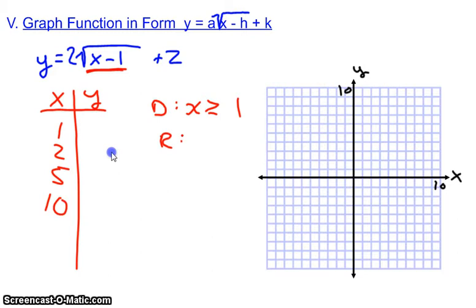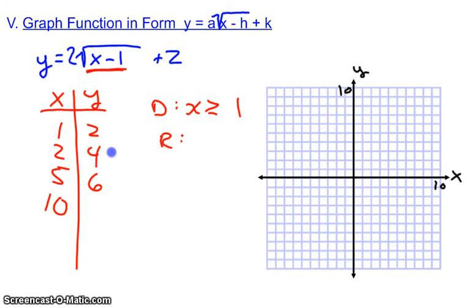And then let's see what happens with y's. When you do plug in 1, you end up with 1 minus 1, which is square root of 0 is 0. 2 times 0 is 0, and 0 plus 2 is 2. There it is. When you plug in 2, you have 2 minus 1 is 1. Square root of 1 is 1 times 2 is 2, plus 2 is 4. Plug in 5. 5 minus 1 is 4. Square root of 4 is 2. 2 times 2 is 4, plus 2 is 6.